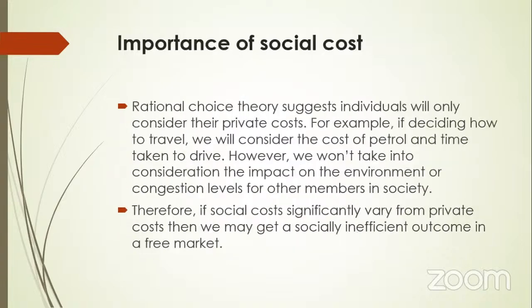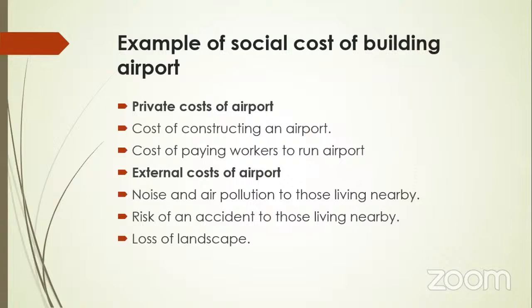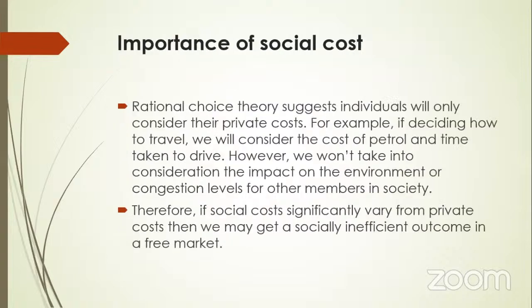Now, what is the importance of social cost? Rational theory suggests individuals should only consider private costs when deciding how to travel: the cost of petrol, the time taken to travel. We will not take into account the impact on the environment or congestion levels.